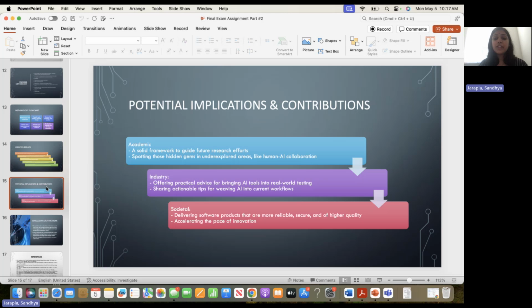Potential implications and contributions. This research could benefit both academics and practitioners who are working in the testing domain. For researchers, it would highlight the gaps and propose future directions. And for industry professionals, it's going to offer guidance on choosing and integrating AI tools effectively.